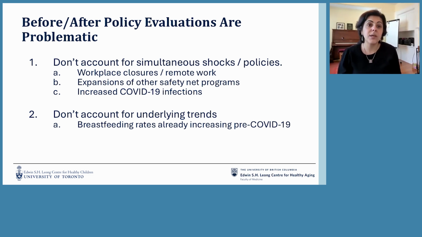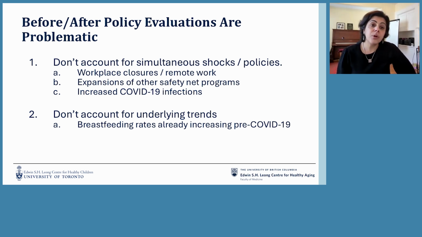remote work policies that might have forced or encouraged more people to stay at home with their babies, giving them more opportunity for breastfeeding. We also know that there were expansions to a lot of other safety net programs at the same time, and these may have increased income or access to health insurance, which we know are also determinants of breastfeeding. Or it might be that people reduced purchases of formula because they were worried about COVID-19 infection and didn't want to go to the grocery store.